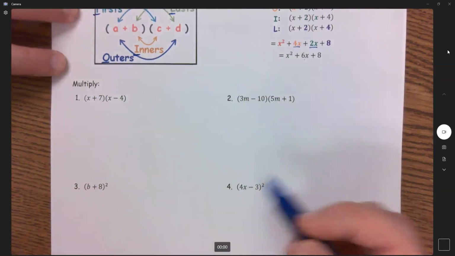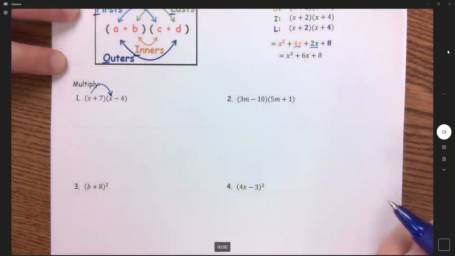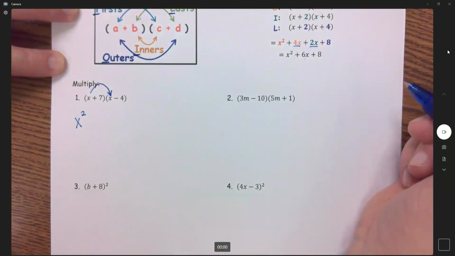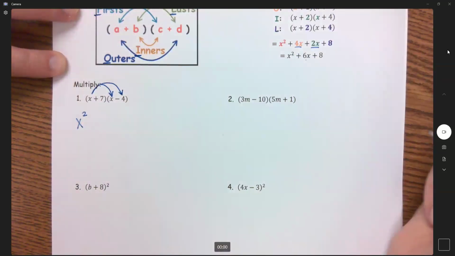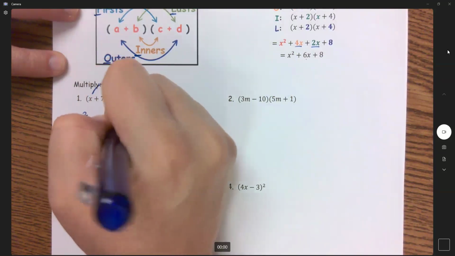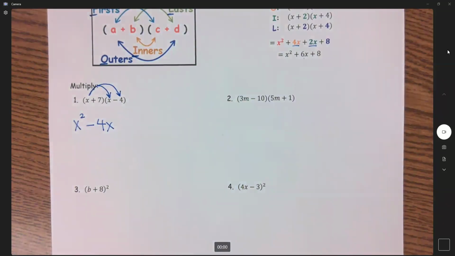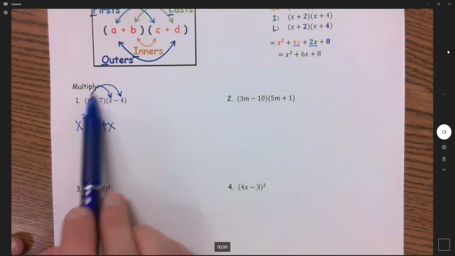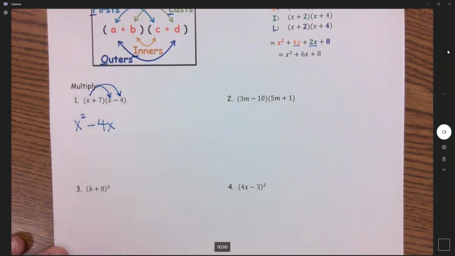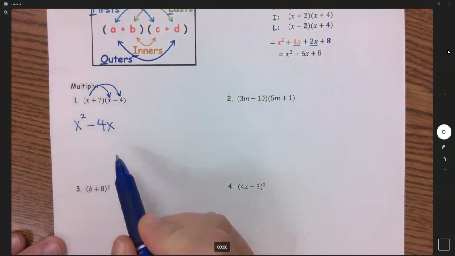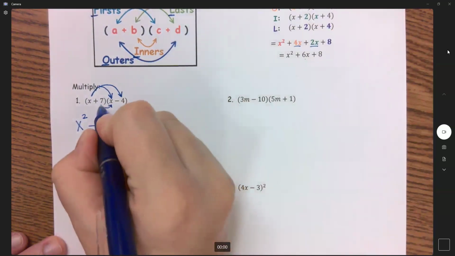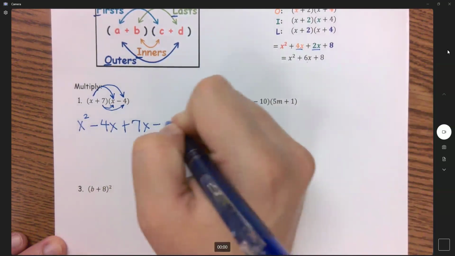So here, if I'm using FOIL, multiply your first, which is x times x, and that gets me x squared. Then my outer, which is x times -4, that's -4x. If you notice here, just by doing my first and my outer, what have I done essentially? I've taken this first term right here and I've distributed it to both terms in that second binomial. Then when I do my inner terms, that's 7 times x, so plus 7x. And then my last, 7 times -4 will give me -28.